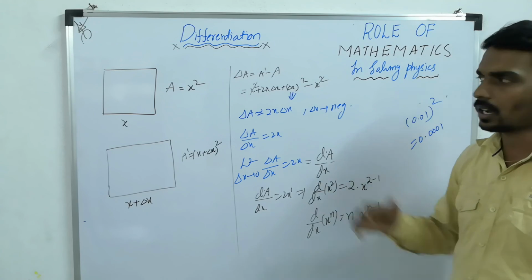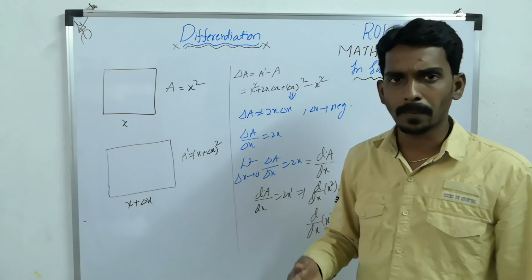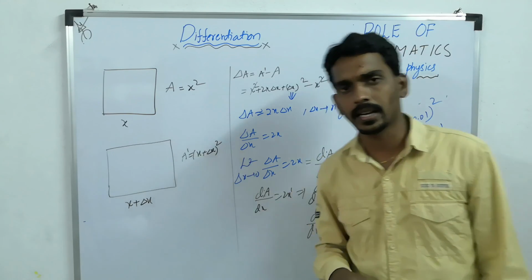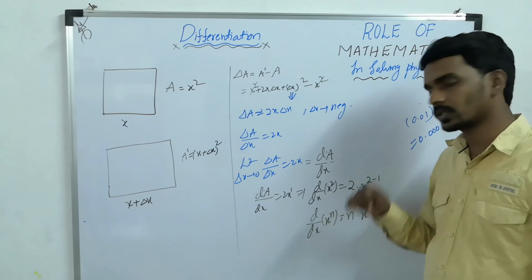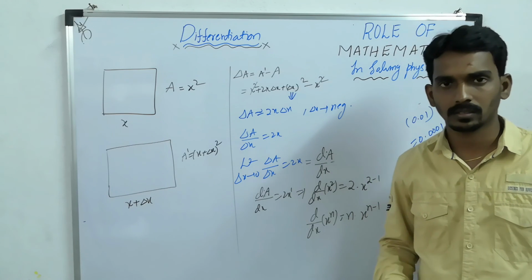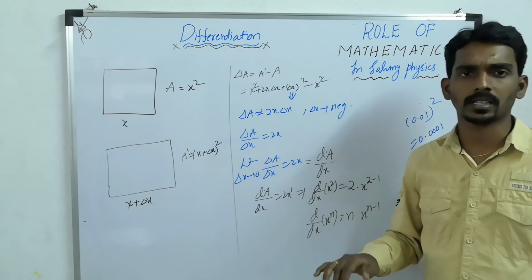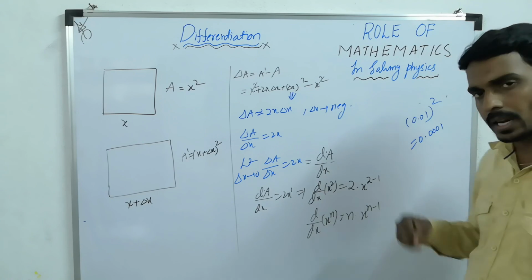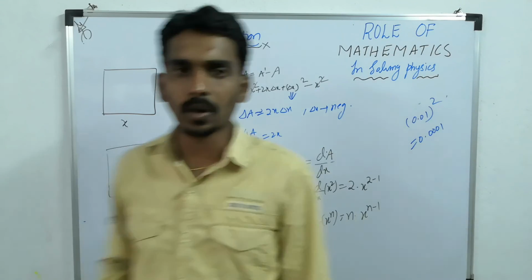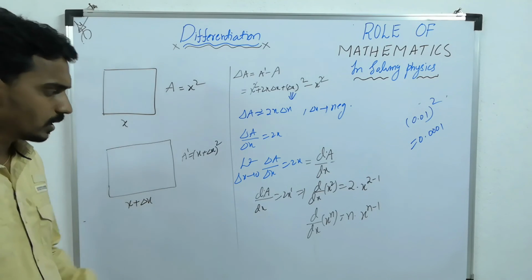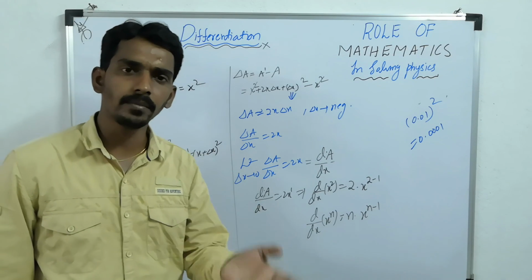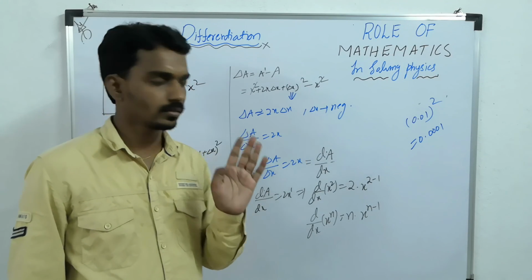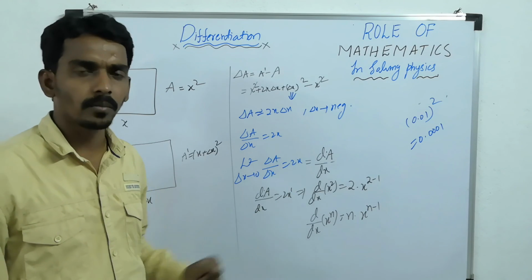You can also take the cube, the volume x³. Go for the same method: change the side length by delta x. Then you will get the formula for x³, which will become 3x². Same: n into x to the power n minus 1. So you can conclude that this is the final formula, which is very frequently used in physics. But the variable can be anything. It can be time, it can be y, distance, velocity, anything. So this is how the basic formula comes.